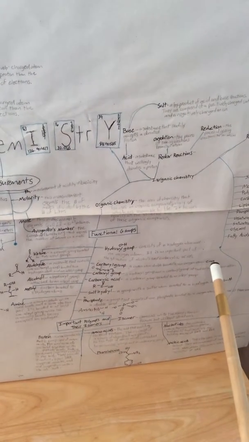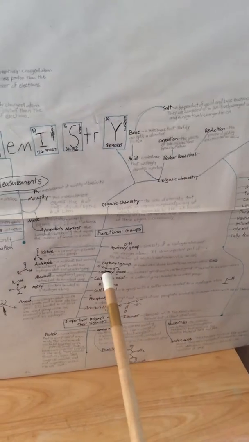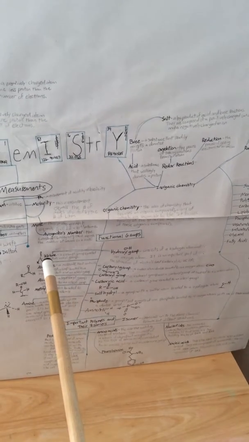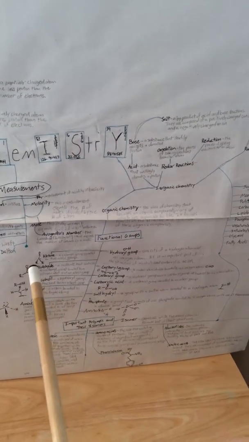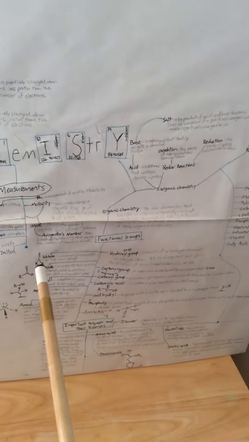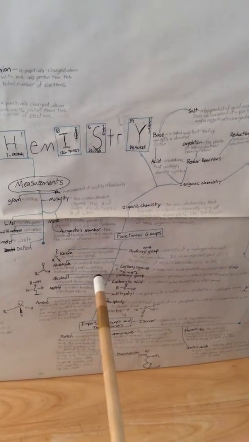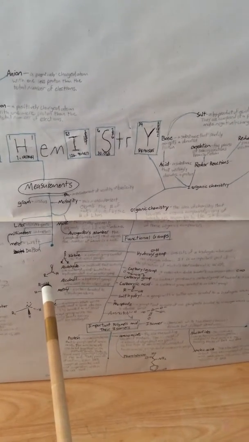We have the hydroxyl group, OH, carbonyl group, C double bond O, oxygen. And then we have the carboxyl group, C double bond oxygen with a bond to hydroxide. And then over here we have the ketone, which is a carbon atom bonded to two alkyl groups, and then a double bond to oxygen. Then we have aldehyde, which is C alkyl group, a bond to hydrogen, and double bond to oxygen. And then we have the alcohol, and that's just an alkyl group to a hydroxyl group.